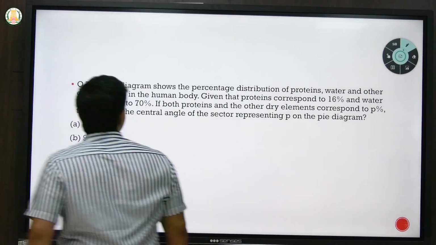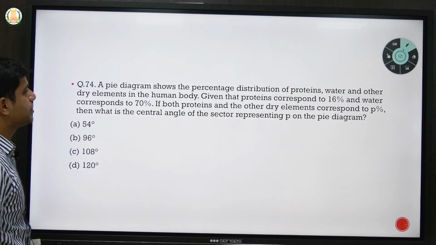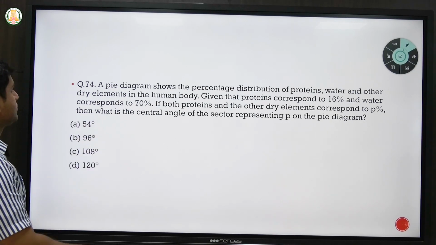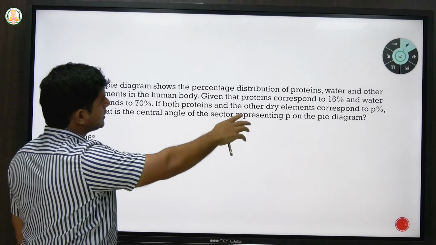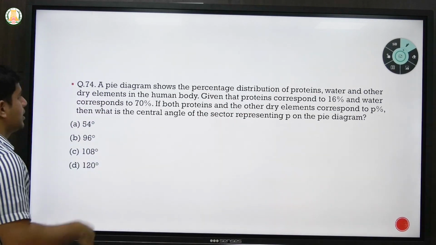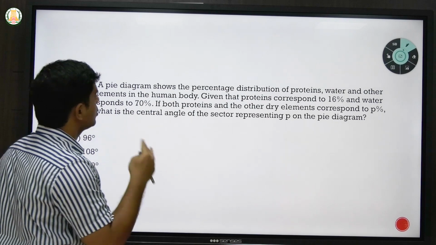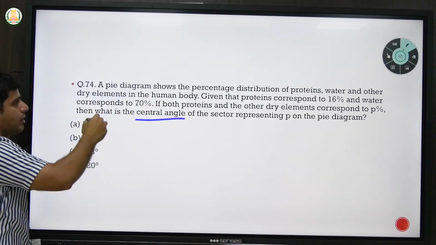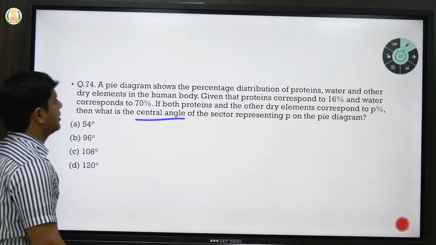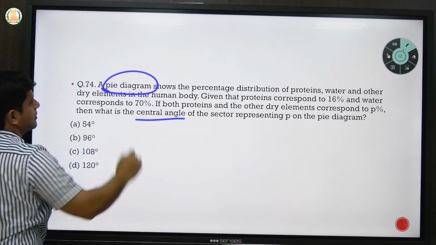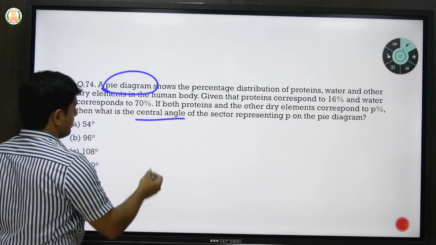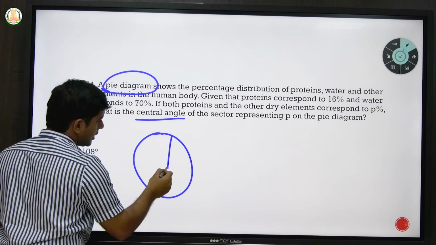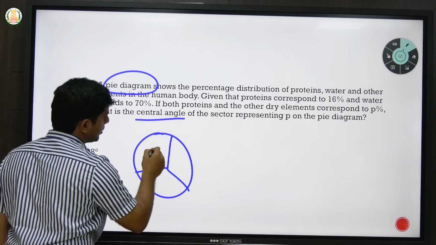It says a pie diagram shows the percentage distribution of proteins, water and other dry elements in the human body. Given that proteins are 16% and water 70%, if both proteins and other dry elements correspond to P%, what is the central angle? Again a big question. It says pie diagram, so you should understand what a pie diagram is. A pie diagram is a circle which shows the relative distribution of the components.